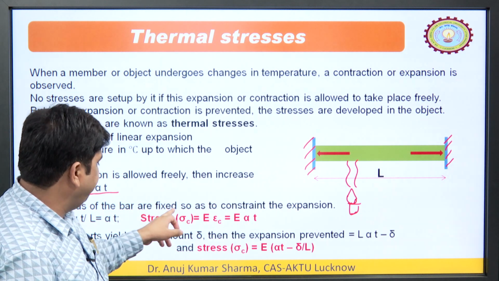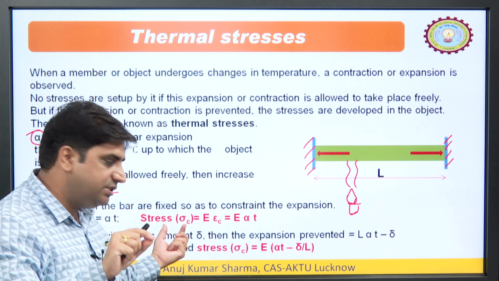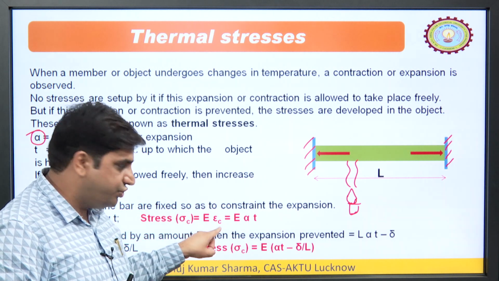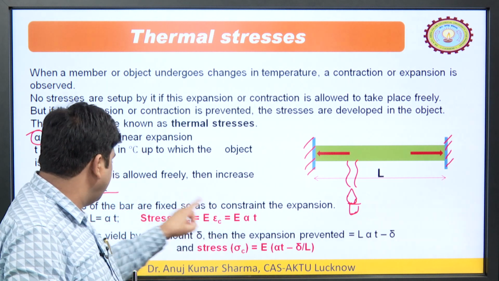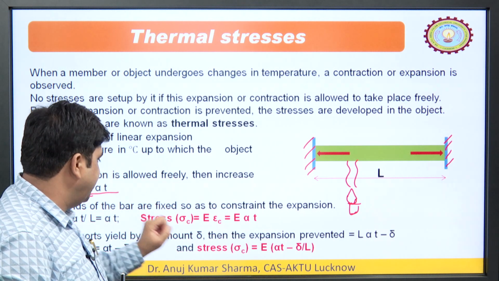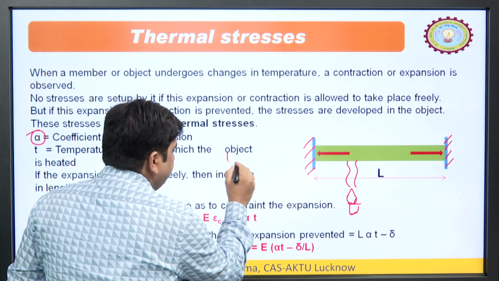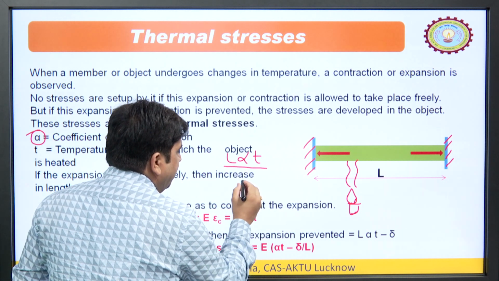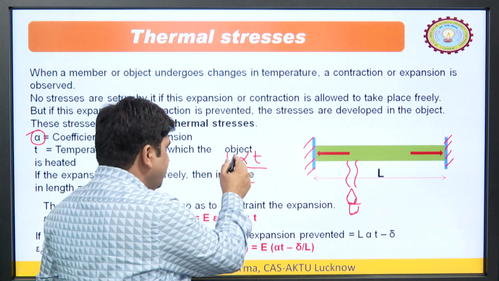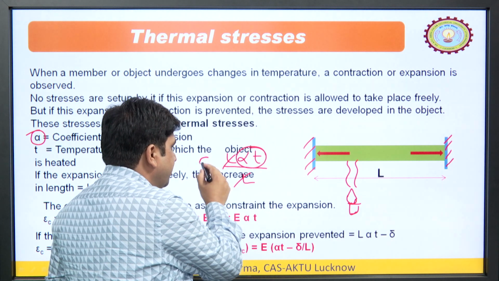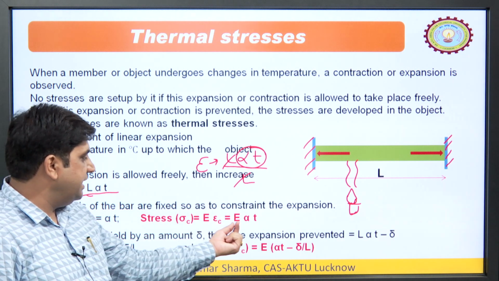So, here the ends of the bar are fixed so as to constrain the expansion. So, what would be the stress? Stress is equal to modulus of elasticity multiplied by strain, E into epsilon. Strain is what? L alpha T divided by L, change in length upon original length. So, L cancels out, and this is the strain. So, we can replace it. What is the formula for stress? It is E into alpha into T.